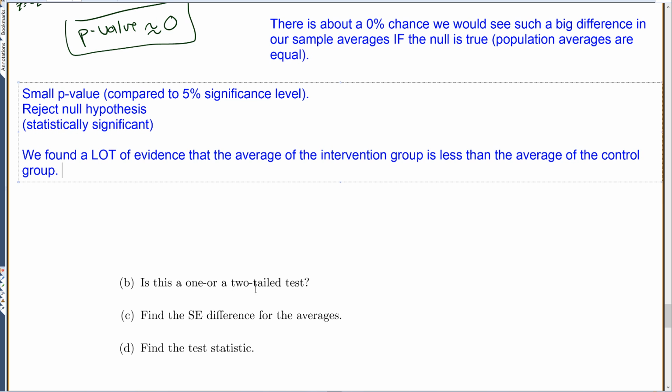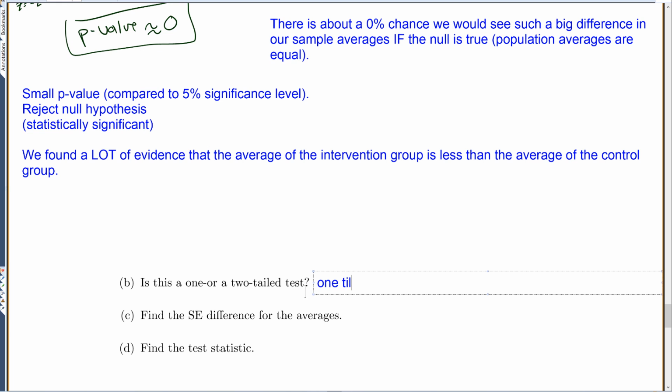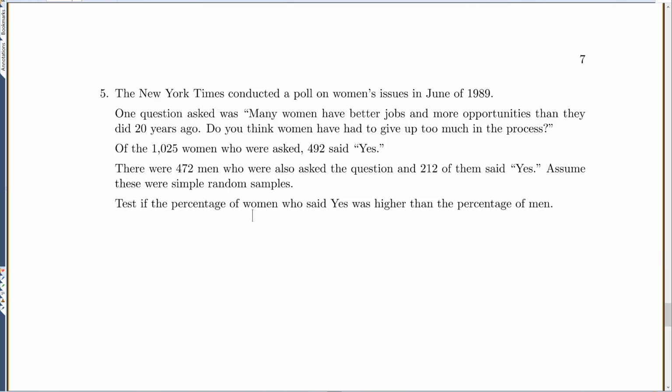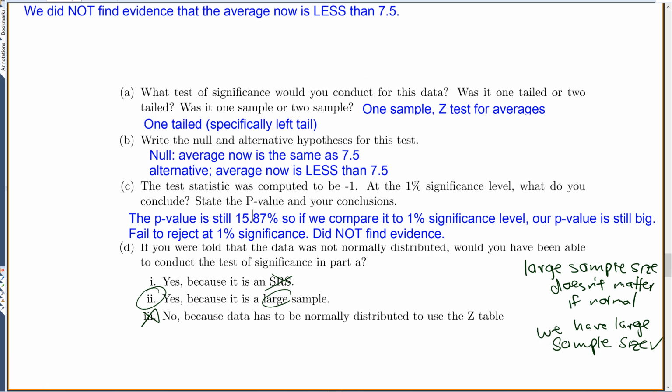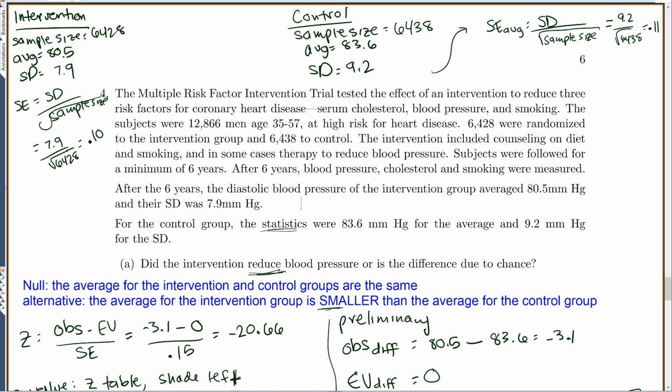So, was this a one-tailed or a two-tailed test? Well, in this case, we only looked at the left tail, so this is one tail. Oh, you know what we did not write on here? We didn't write which test we picked to do, did we? When we look at this, there are 2 samples. We will use a 2-sample z-test. That's the only kind of 2-sample test we learned. And it's a 2-sample z-test for averages.